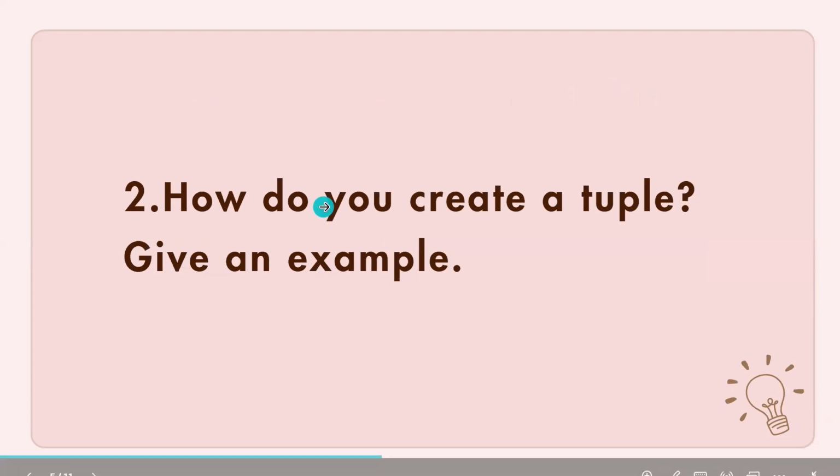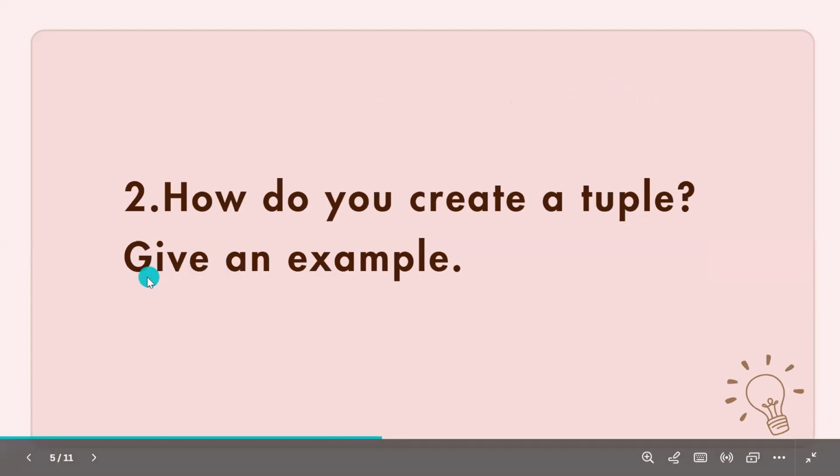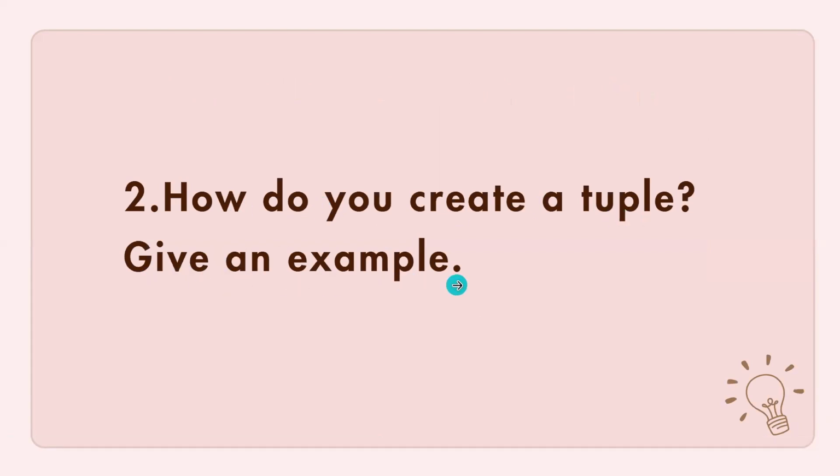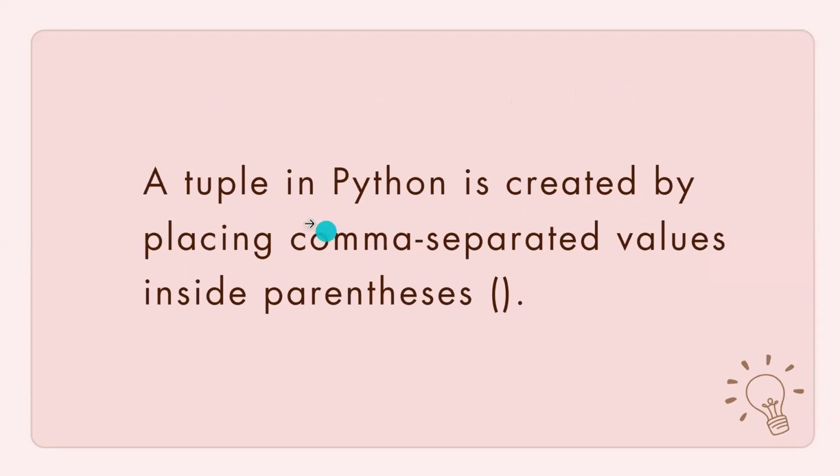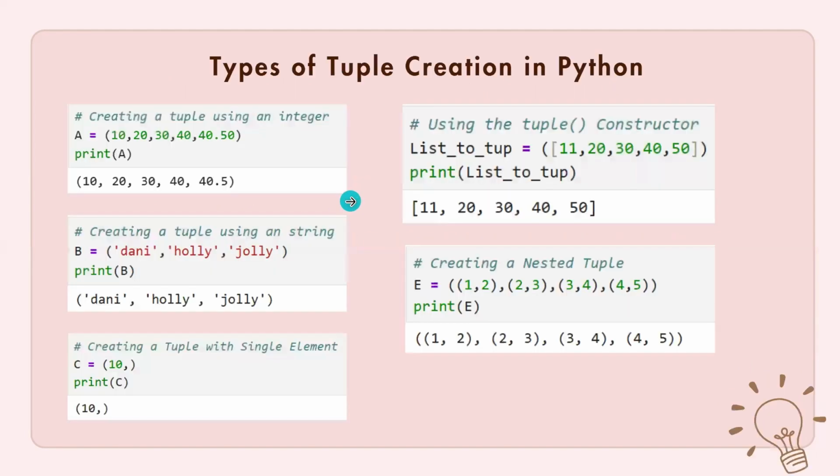And next one is, how do you create a tuple? And give an example. A tuple in Python is created by placing comma separated values inside parentheses, and tuples are immutable. Here, these are the types of tuple creation in Python.